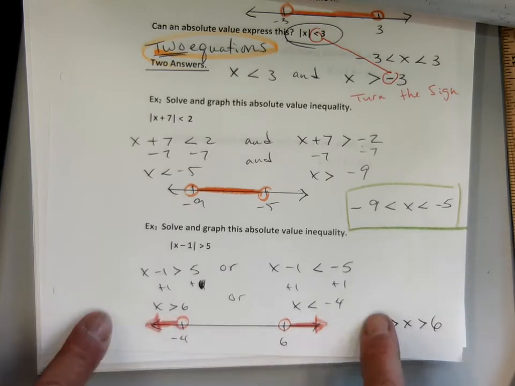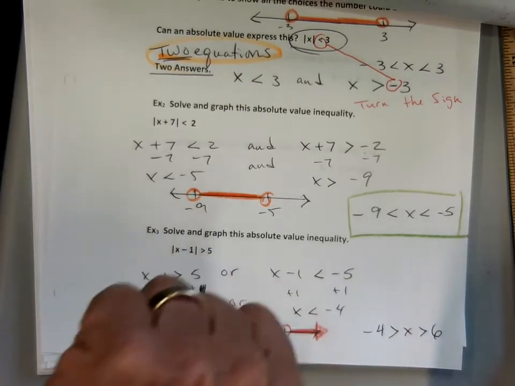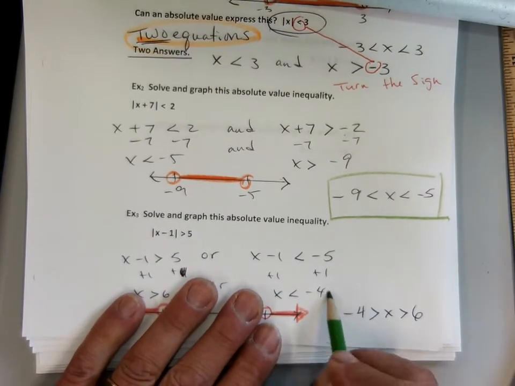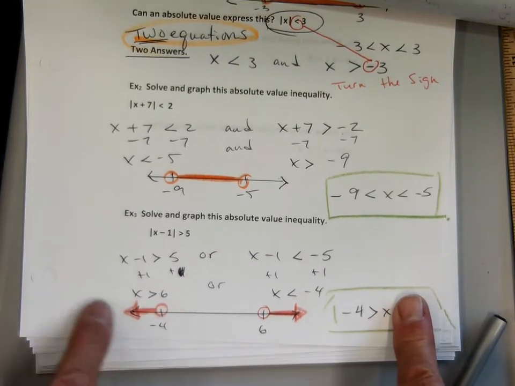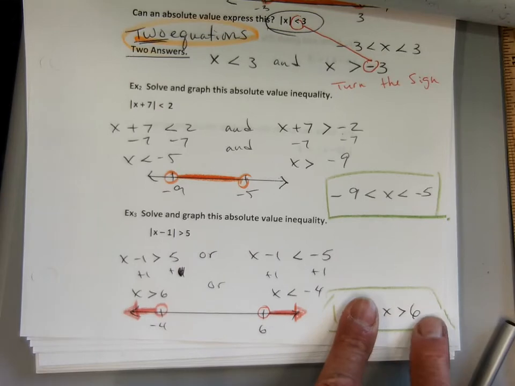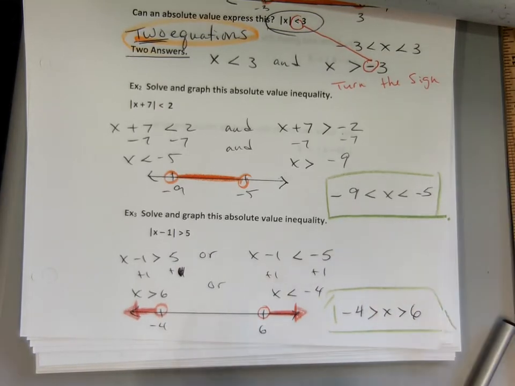So when they shade opposite directions, I make the arrows point to the right. Let's see if that's correct. I should be able to read it and see if it makes sense. X is less than negative 4. Yeah, I got that. Or x is greater than 6. Yeah, I got that. Okay. How am I doing? Pretty good. Pretty easy. All right. Turn the page.